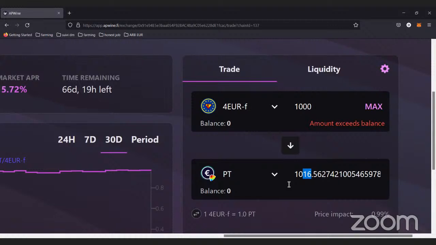While here, when you have the PT token, remember that you have to wait until basically in 60 days. So the 24th or 25th of April. So it's really not interesting to do it for euro.